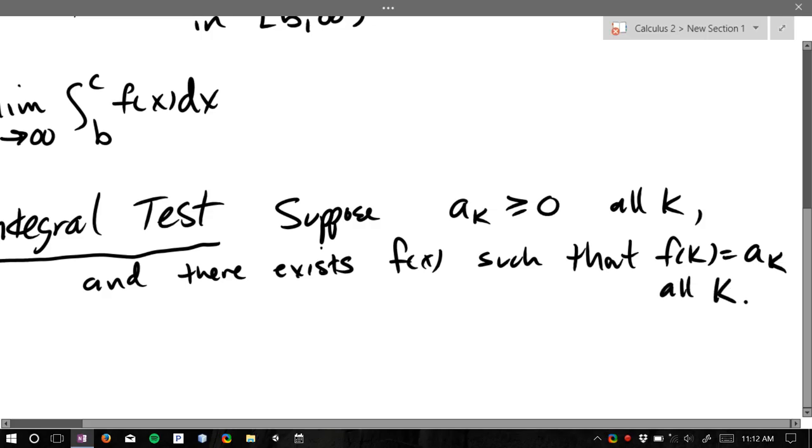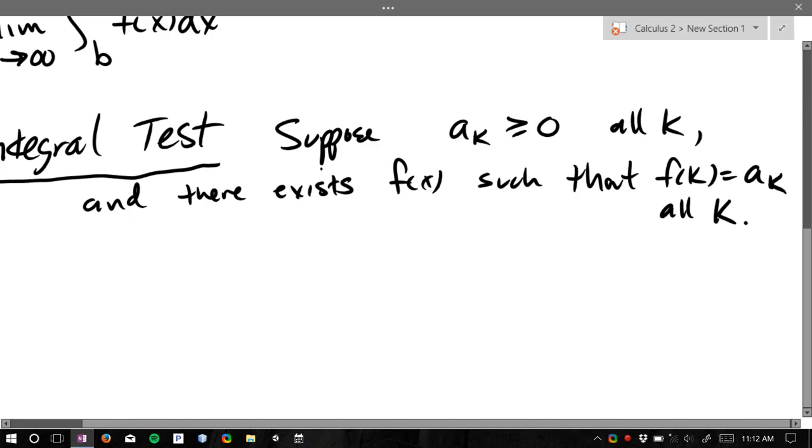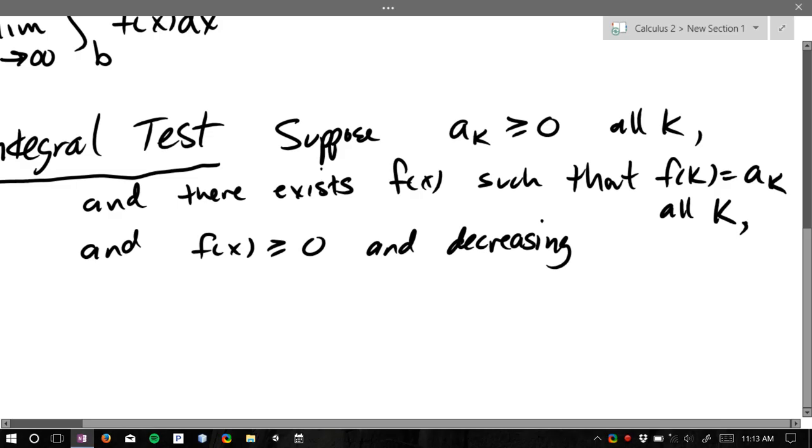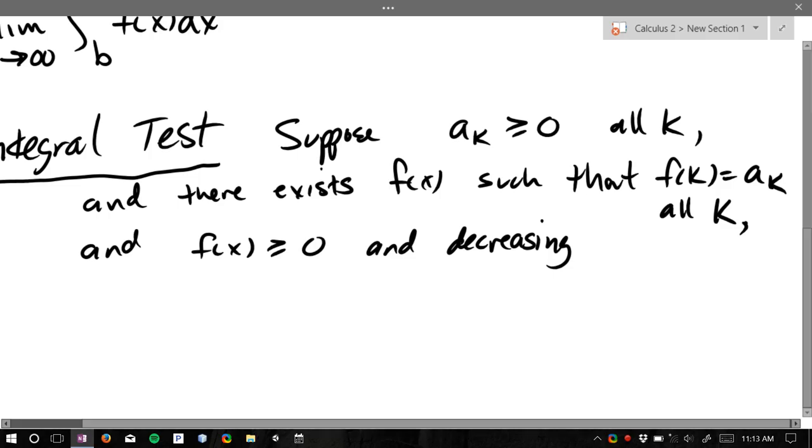So I'm being lazy. Whatever k values you start at, if you start at 0, it would be k equals 0, 1, 2, 3, 4, 5 to infinity. So it just needs to match up on the integer values. So if we suppose this, we have positive and it matches up, and f(x) is greater than or equal to 0 and decreasing. Now, if a function was positive and increasing, I believe it would automatically diverge in the integral. So if your function got bigger, then the integral would be infinity. So that's not necessarily needed here. If the function converged, it would be decreasing automatically.